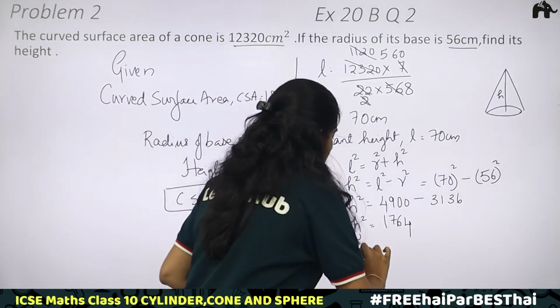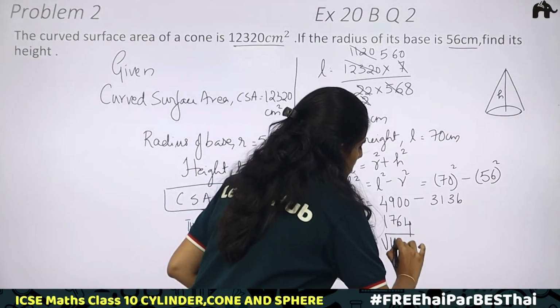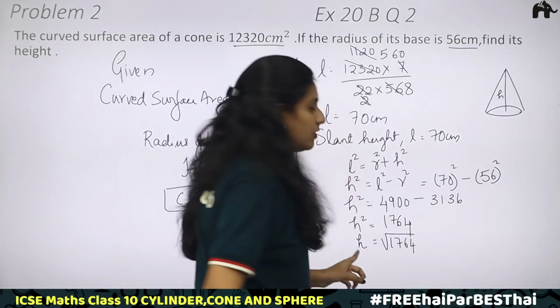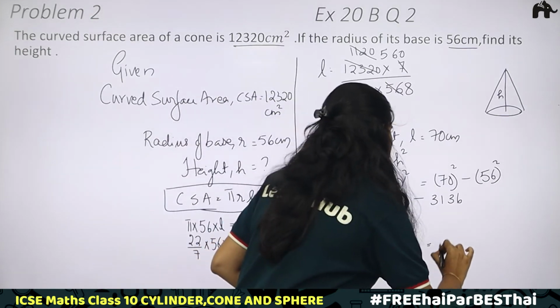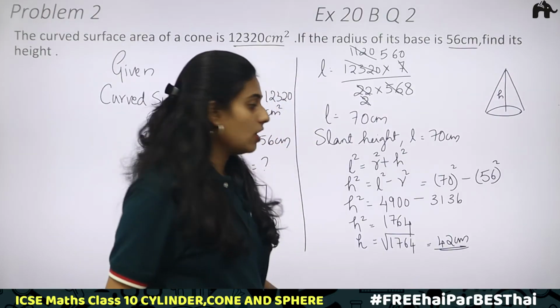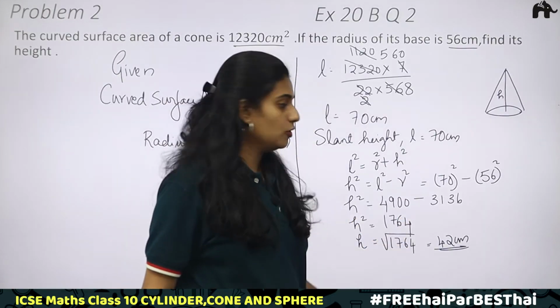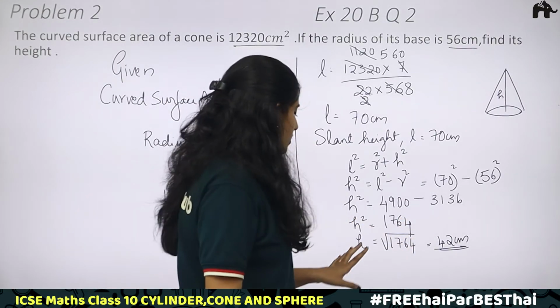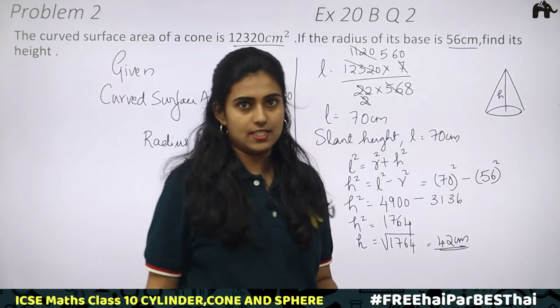1764. When you take the root of 1764, we get the value of h, and that is equal to 42 centimeter. Okay, square root of 1764 is 42. So the required height is 42 centimeters.